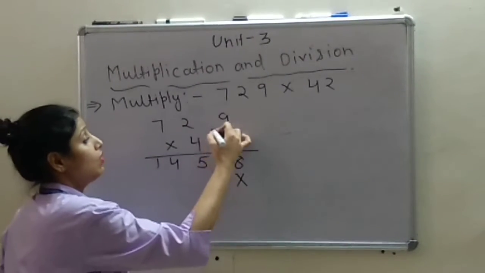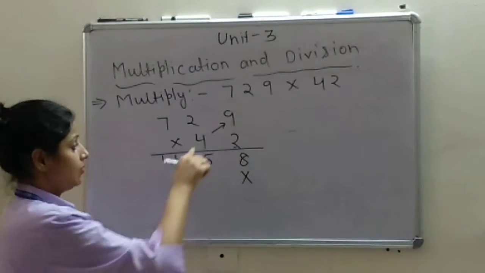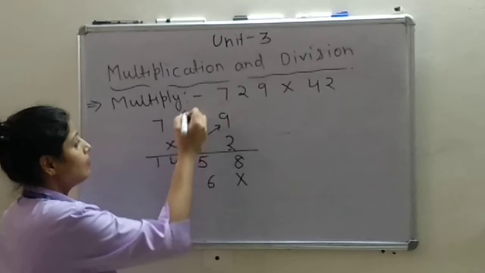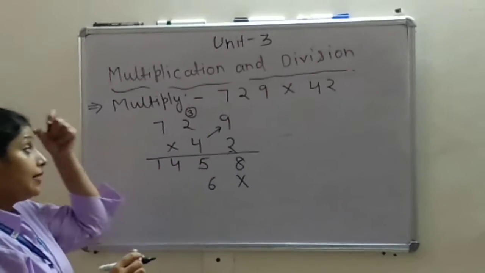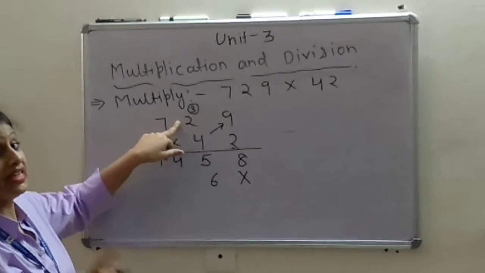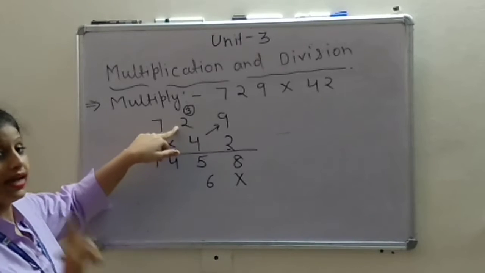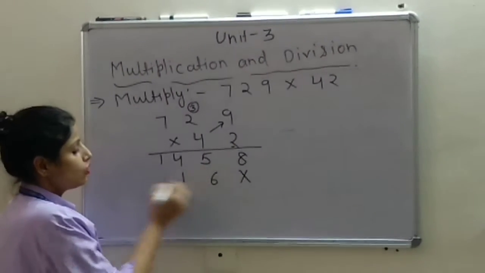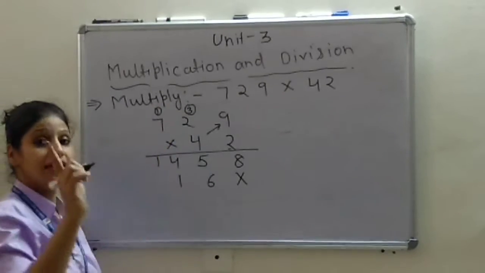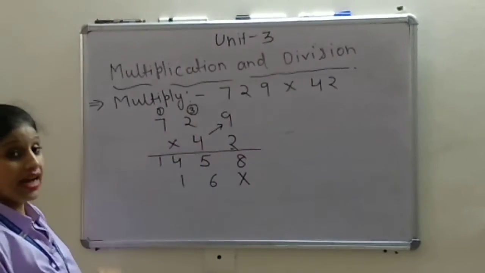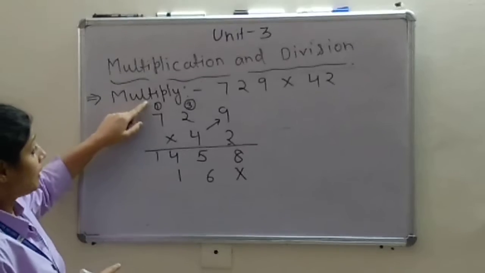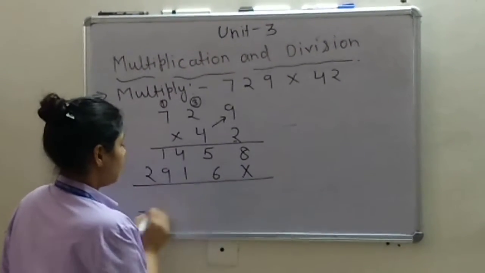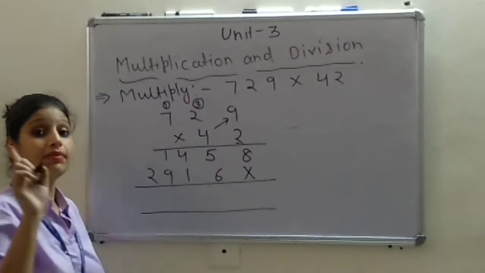4 will go to the ones place first. 4 nines are 36. So 6 will come, 3 will be carried over. Now 4 will go to the next place, which is 2. 4 twos are 8. 8 plus 3, 11. So 1 will be here and 1 will be carried over. 4 sevens are 28. 28 plus 1, 29.